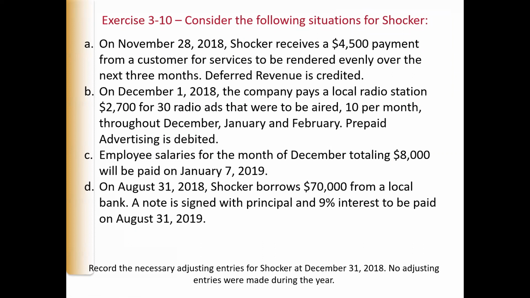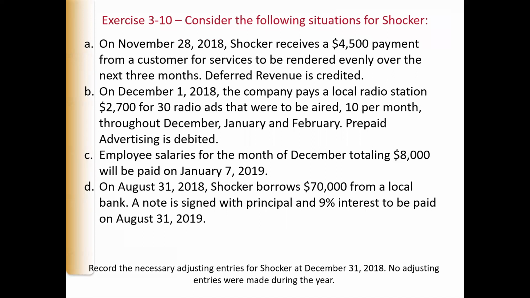Let's look at this exercise. There are these various transactions, and we're going to record the necessary adjusting entries for Shocker at December 31st, 2018. It's telling us that no entries were made during the year. So on November 28th, 2018, Shocker receives a $4,500 payment from a customer for services to be rendered evenly over the next 3 months. Deferred revenue is credited.